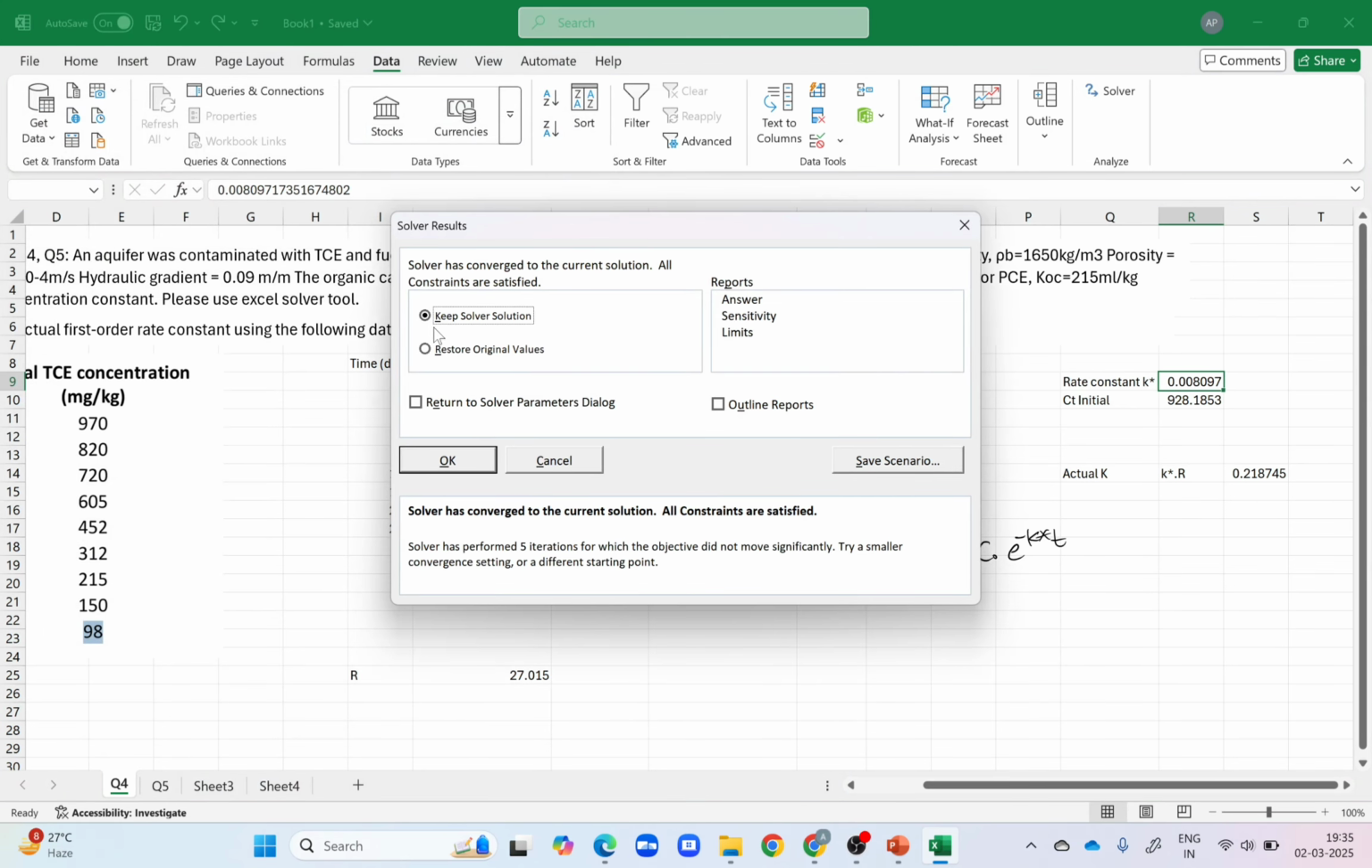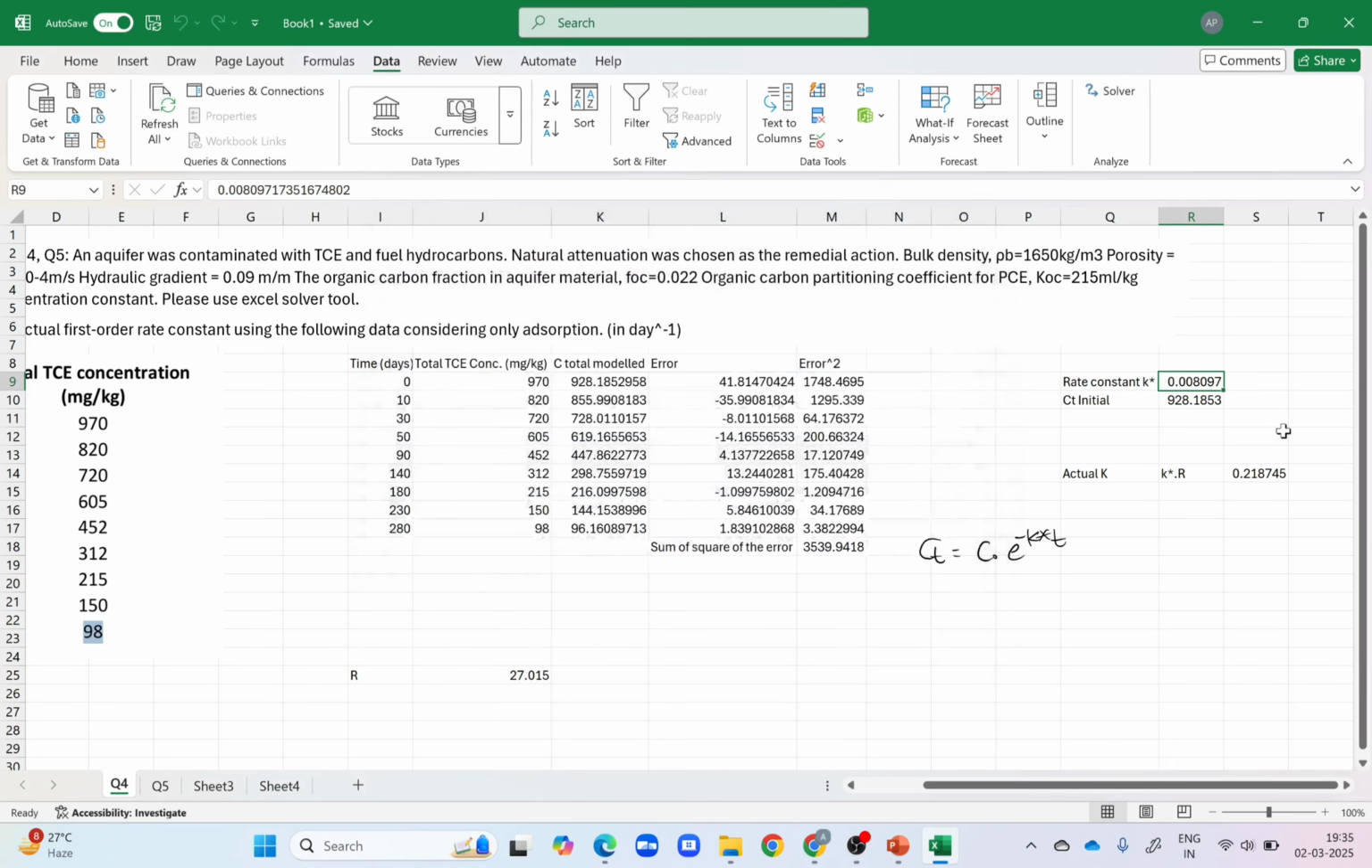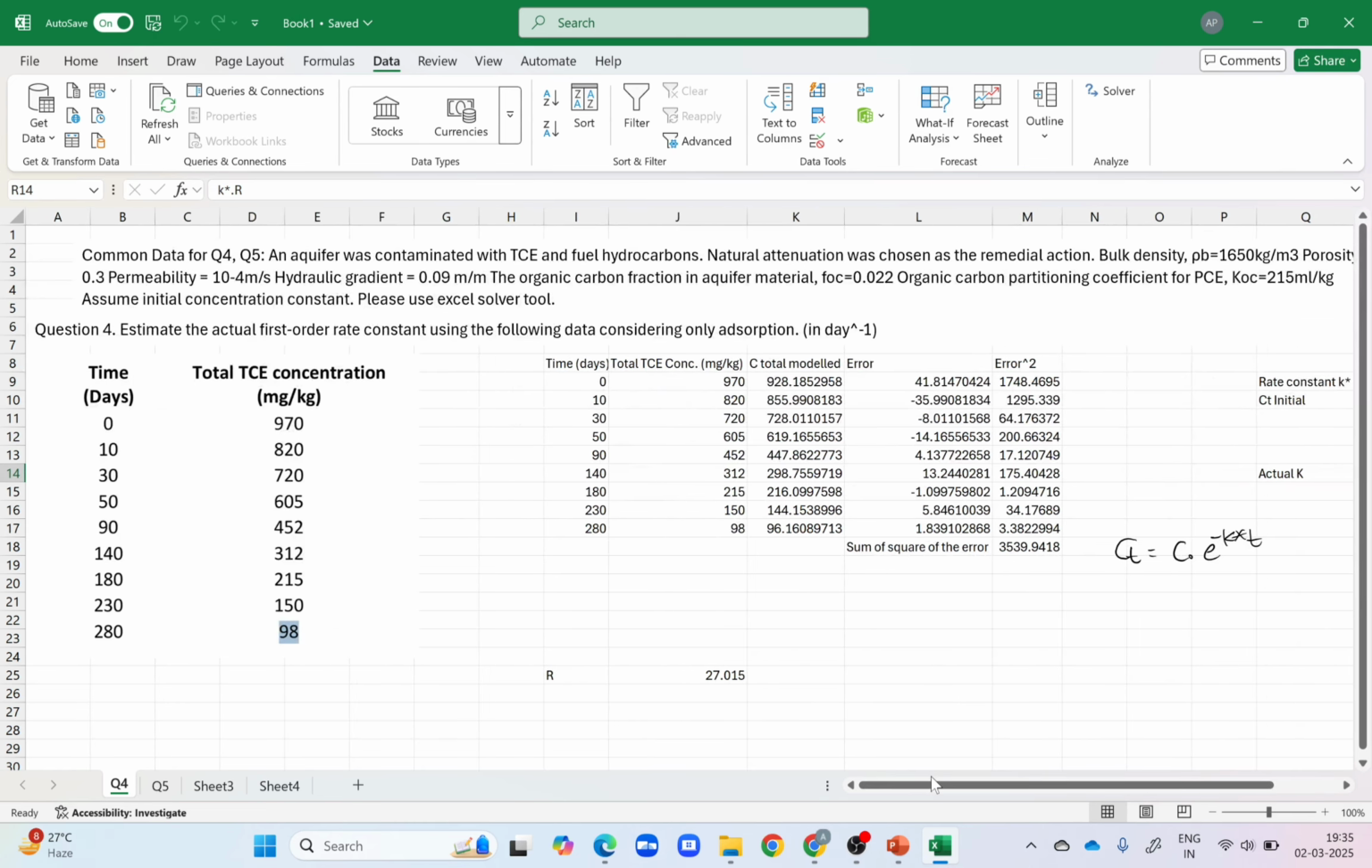So the solver has solved. We will keep the solver solution. We can see here that K star has changed from 0.5 to 0.008097. So this is the value of K star. Now we have to find out the actual rate constant, which is K star into R, where R is the retardation factor. So now let's find out the retardation factor. I have calculated it somewhere else.